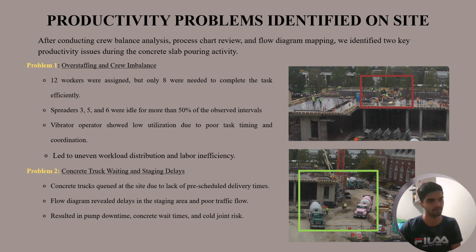Problem 2 is concrete truck waiting and staging delays. Concrete trucks waited at this site due to uncoordinated delivery timing. The flow diagram showed congestion at the staging area, delaying pumping activities. This increased the risk of cold joints and negatively affected the pour continuity.